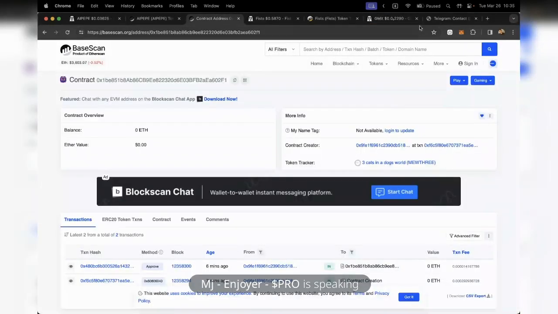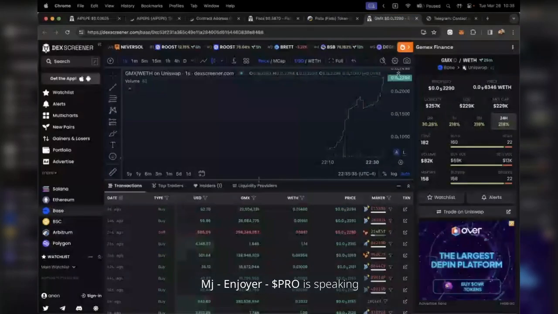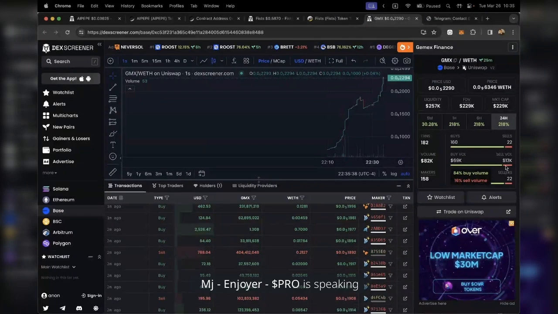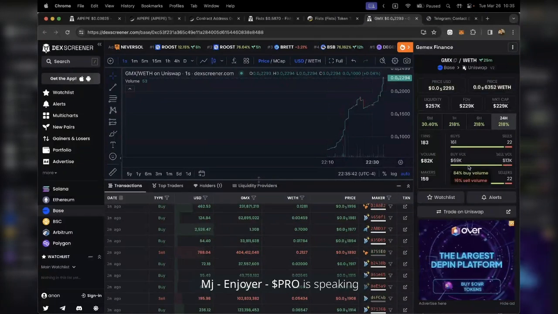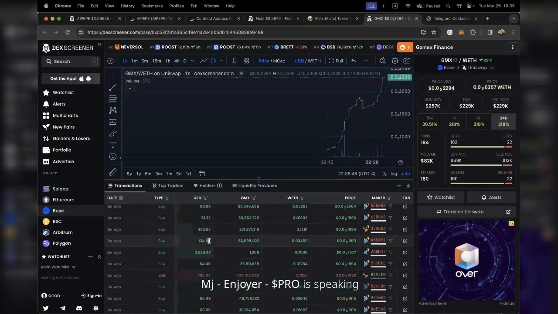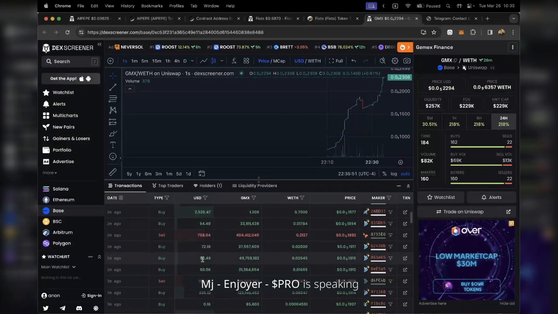GMX is still going up, but as you can see, there's still 13K total in sells, 84% buy volume. That's unheard of. I promise you, all these people who have bought, like this person, that's not a real buy. That's probably the rugger. That might be a real buy. These are probably real buys. These people just lost their money.